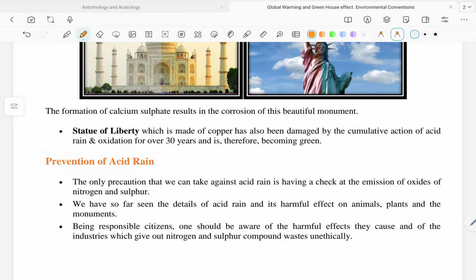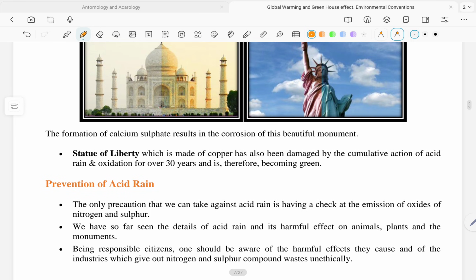The Statue of Liberty, which is made of copper, has also been damaged by the cumulative action of acid rain and oxidation over 30 years, and has therefore become green.